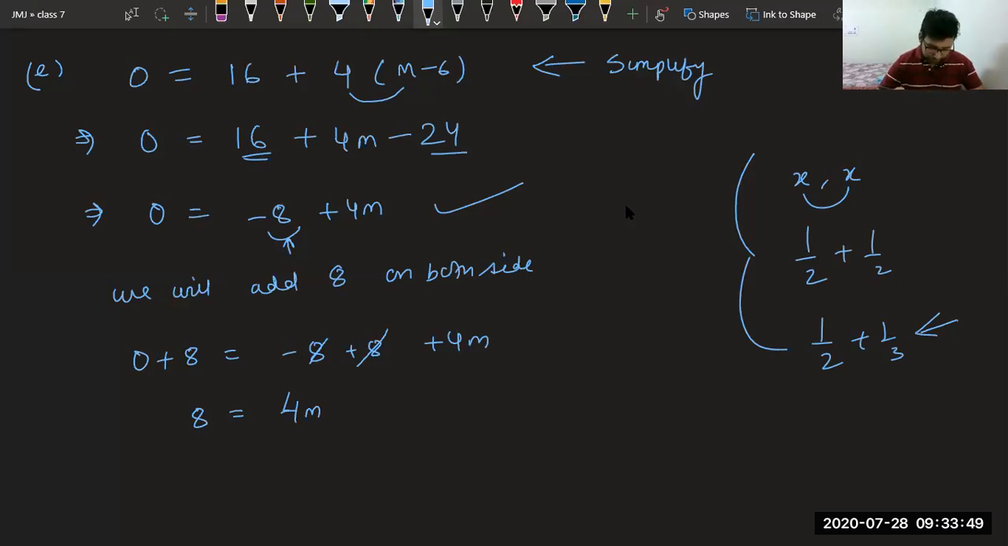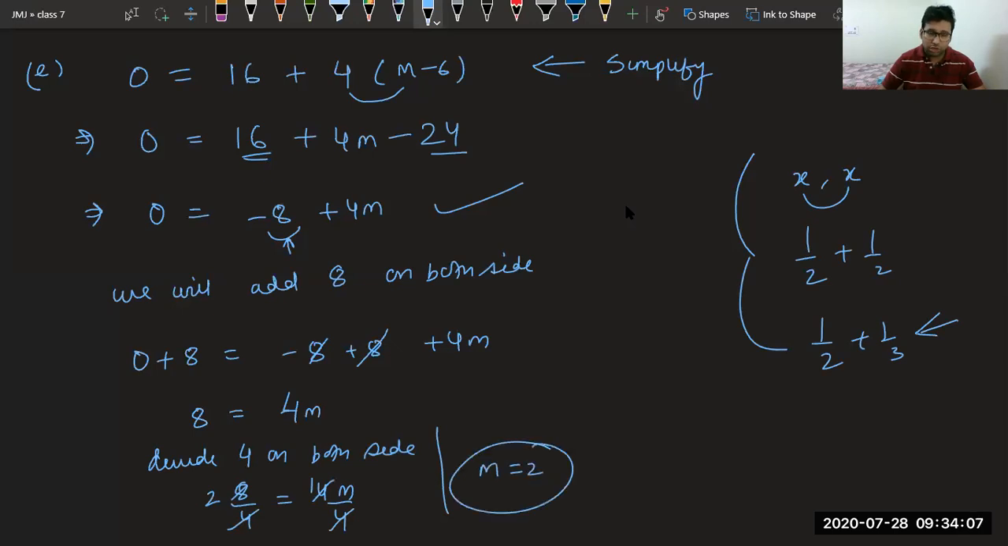Okay. Now we will divide 4 on both sides. On both sides, it becomes 8 upon 4 equal to 4m upon 4. This will cancel, 1s are 4, 2s are 8. So answer is m equal to 2. I'm again telling you same question can be done by many ways. So please don't get confused with that. Same question can be done with many ways.